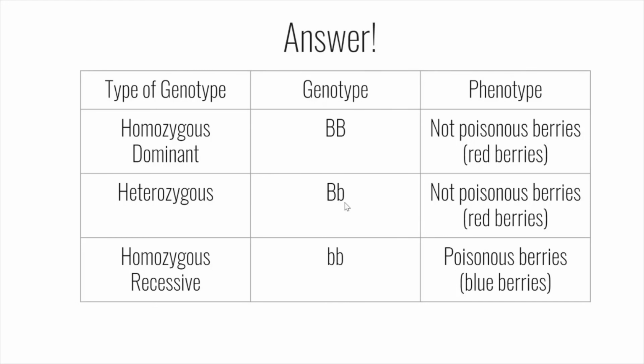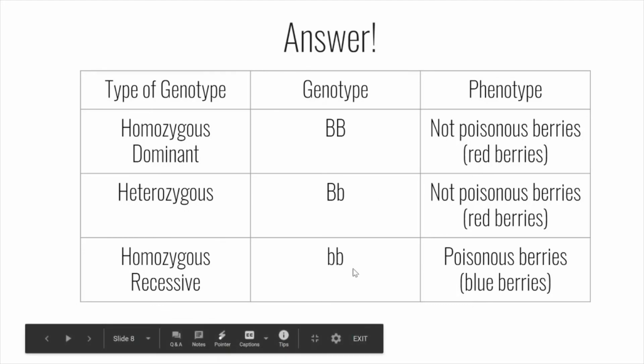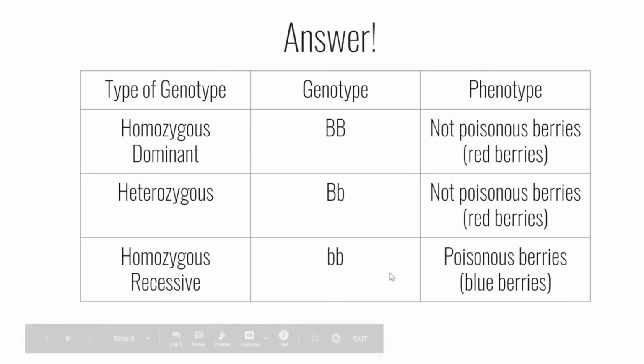So the recessive allele, which is having poison, is not expressed in the phenotype. The homozygous recessive berry would be poisonous because there is no dominant allele, so the recessive allele is expressed.